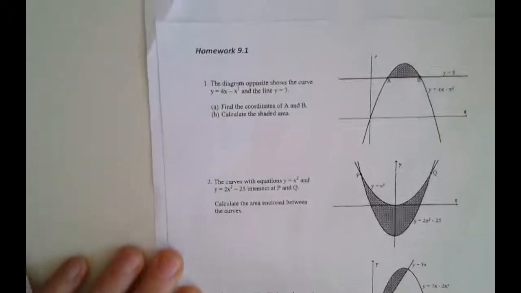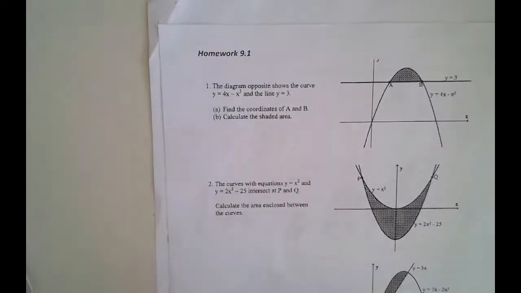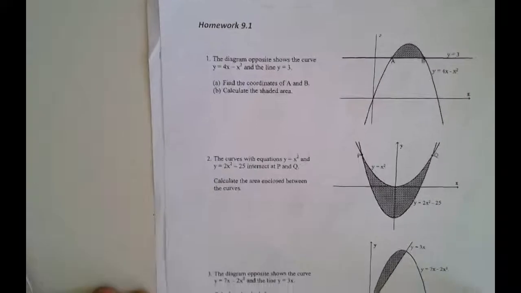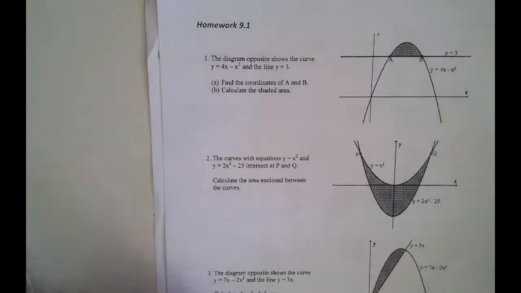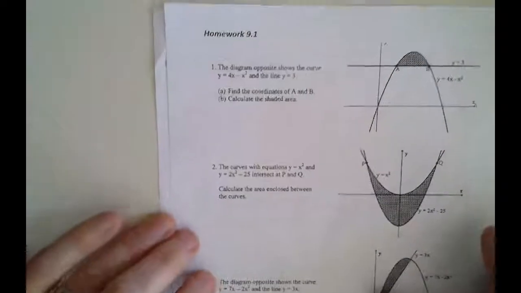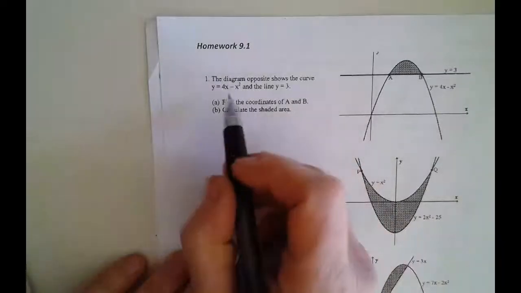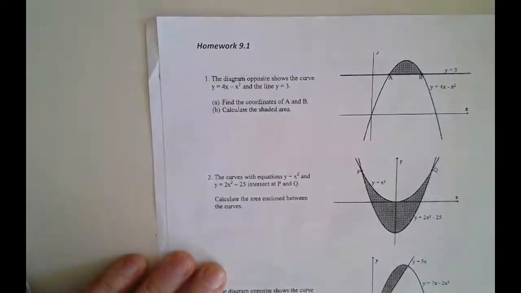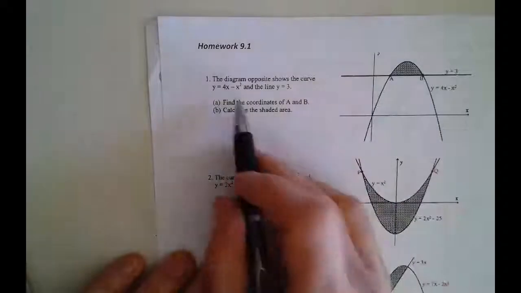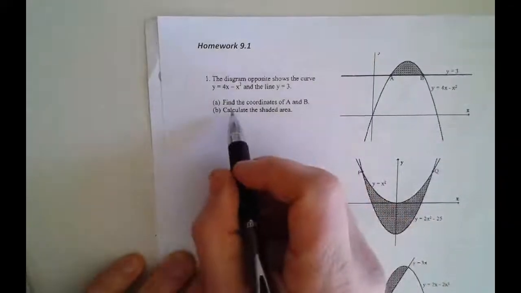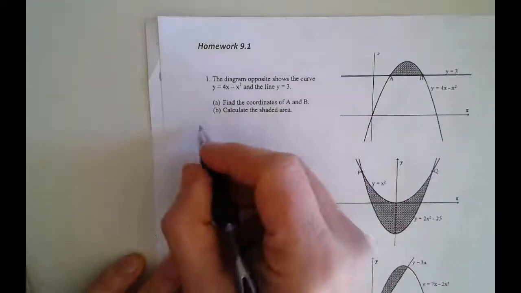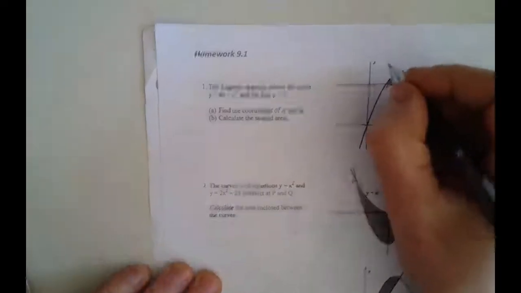Okay, so at this point the notes are done, and now we can talk about how to do some of these homework problems, and I'll try to fit these on here as best I can and within reason. Alright, so number 1 here, the diagram opposite shows the curve. Okay, find the coordinates of A and B. That's our intersection there, so we're going to do that.